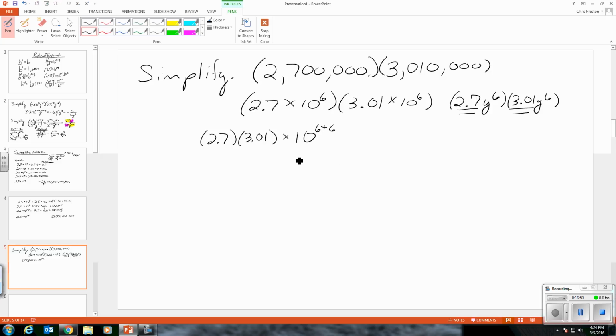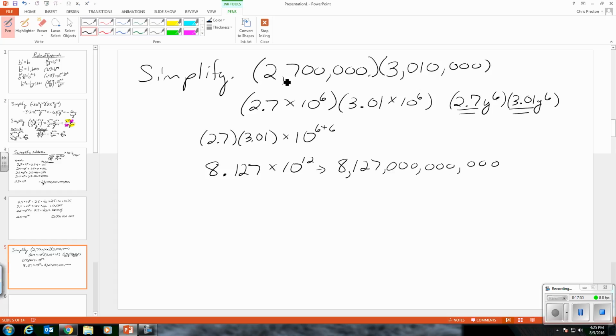So I'm not going to go through that multiplication by hand. 2.7 times 3.01, but that's going to give me 8.127 times 10, 6 plus 6, 12th power. So I can multiply those two millions of numbers, and I don't have to track all those zeros. But now if I wanted to go back to that, I could always move it back, if for some reason that was important to me. 1, 2, 3, and then 9 more zeros, 1, 2, 3, 1, 2, 3, 1, 2, 3, boom, boom, boom, boom.